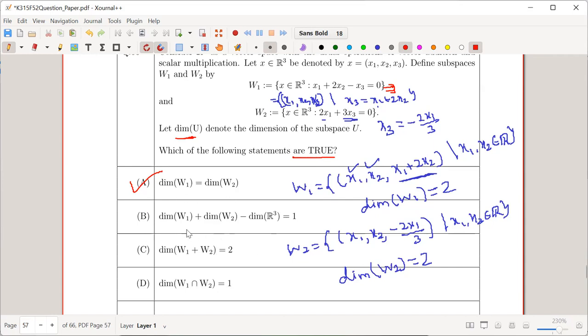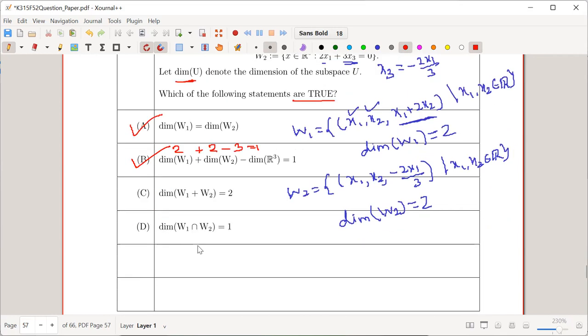Now look at the second option. The dimension of W1 is 2 plus the dimension of W2, which is also 2, minus the dimension of R3 over R, which is 3. Therefore, 4 minus 3 is 1. Therefore, this is also 2. Okay.